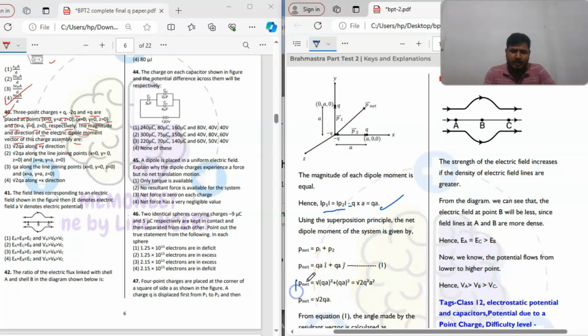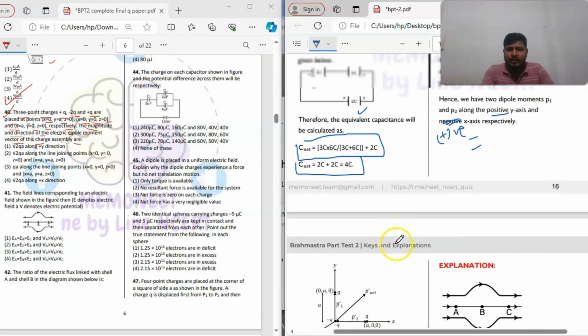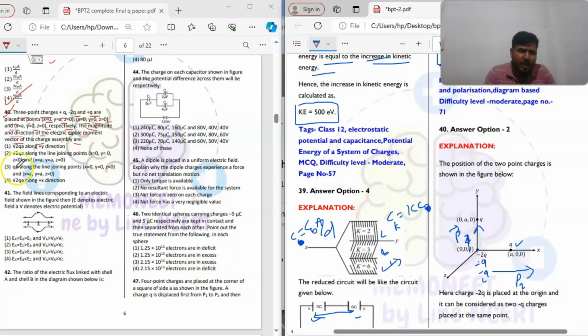Now we have to find the magnitude. After finding the magnitude, we get root 2 Q square A square, that is root 2 QA. This is P net. Now we have to find the angle with the x-axis. Tan theta is equal to QA by QA. After solving this we get theta equal to 45 degrees. So our P net is root 2 QA and the angle is 45 degrees, right? So please tell me which option is the correct option. Our second option is the correct option, right? So these are some ideas about the dipole moment.